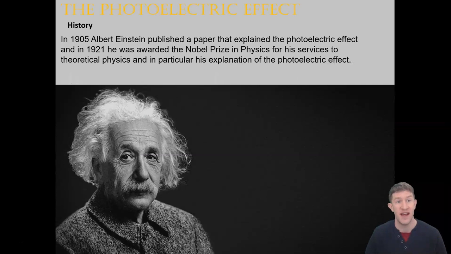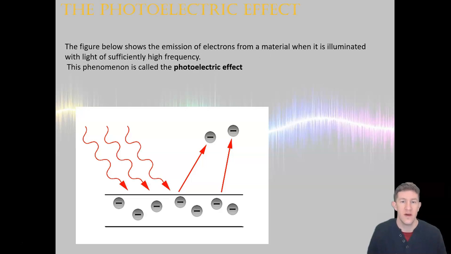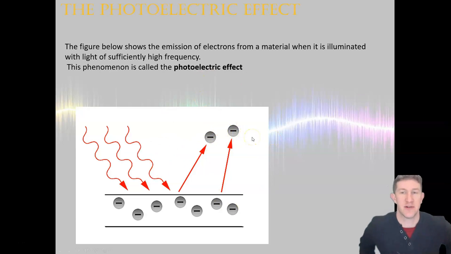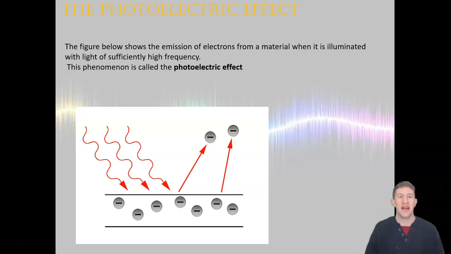In 1905, Albert Einstein published a paper that explained the photoelectric effect, and in 1921 he was awarded the Nobel Prize in Physics for his services to theoretical physics, and in particular his explanation of the photoelectric effect. The figure below shows the emission of electrons when a material is illuminated by light of a sufficiently high frequency. And this ultimately is what the photoelectric effect is. So we have a light that's high enough frequency, electrons are spit out, and that is the photoelectric effect.